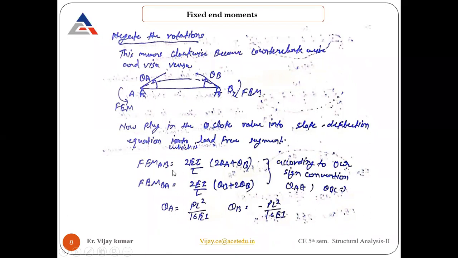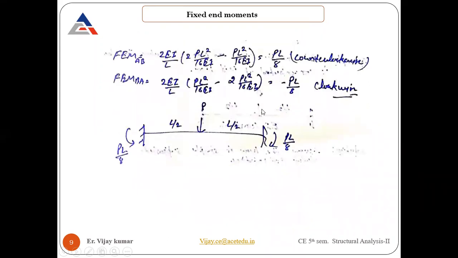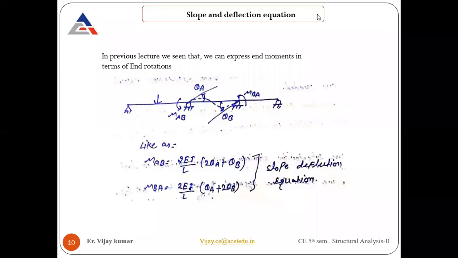The same way we need to find it out. FEM equals 2EI by L times (2 theta A plus theta B). According to our sign convention, theta A comes out to be PL square by 16 EI, and theta B will be equal to minus PL square by 16 EI. After getting all the values, you need to put them into the equation, that is the required equation, and you will get the value of fixed end moment. That is the required value that we already calculated using a different way. Now I have calculated the value of fixed end moment by using the slope deflection equation. So this is all about fixed end moment. We have seen the slope deflection equation in the last class.